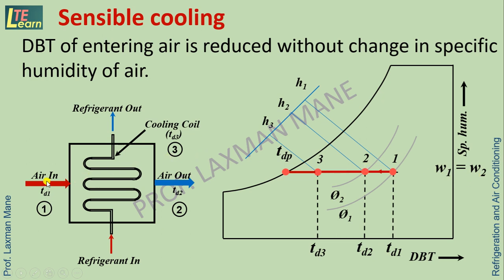So here, air at a temperature TD1 is entering and passing over the coil, which is at temperature TD3, and air is coming out at a temperature TD2. Refrigerant is the cooling medium for the air passing through this coil.